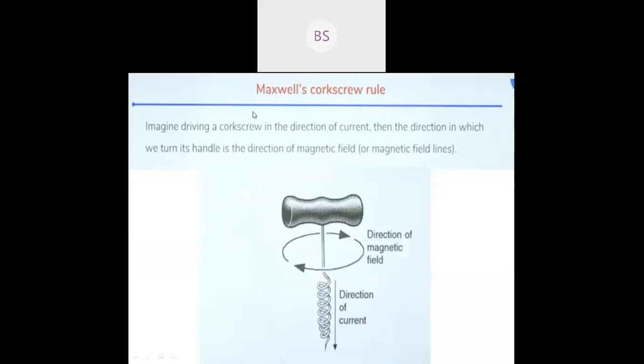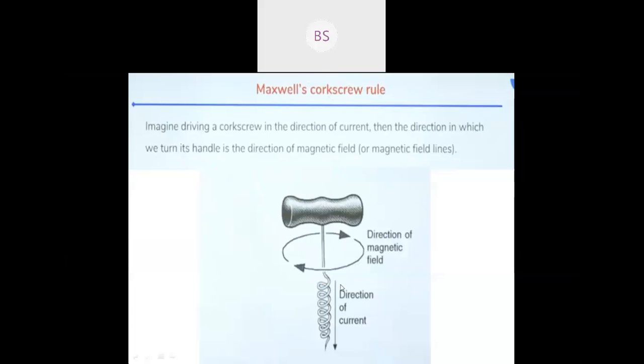Okay. So here one more rule is there. This is not much important, but even though I will explain it in short, Maxwell's corkscrew rule. Okay. So what you have to do here, imagine driving a corkscrew in the direction of current. Then the direction in which we turn its handle is the direction of the magnetic field.